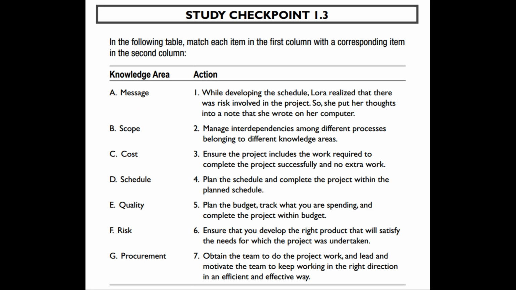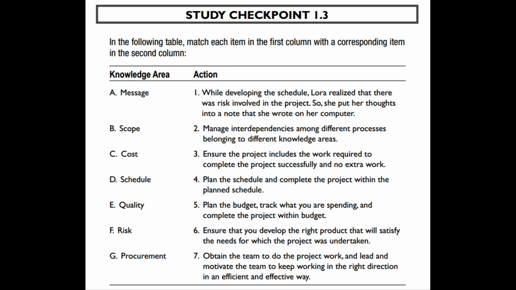Study Checkpoint 1.3. In the following table, match each item in the first column with a corresponding item in the second column, knowledge area action. A. Message 1. While developing the schedule, Laura realized that there was risk involved in the project. So, she put her thoughts into a note that she wrote on her computer. B. Scope 2. Manage interdependencies among different processes belonging to different knowledge areas. C. Cost 3. Ensure the project includes the work required to complete the project successfully and no extra work.